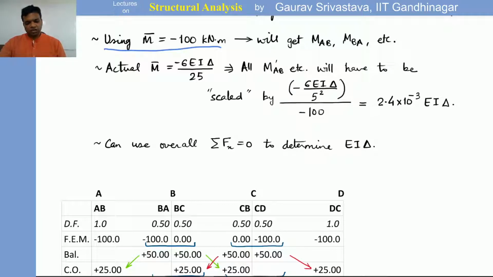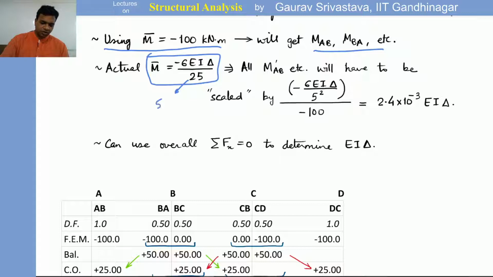And once we do that, we will again get some MAB, MBA. We will get all the end moments, right? So the procedure would not differentiate between whether it is an assumed value or whether it is an actual value. But once we get all of those values, we will see that the actual m bar was 6 EI by L squared times delta. So this 25 is nothing but 5 squared, which is equal to L squared for the current problem.